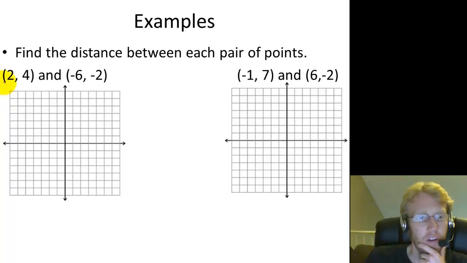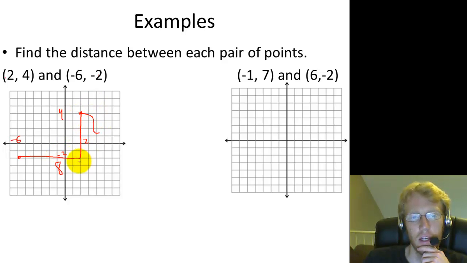Find the distance between each pair of points. 2, 4, it's right here. -6, -2, right here. Okay, so let's draw a triangle in here. We could count how big this is, but we know we're at -6 here, and we're at 2 right there, so that's a distance of 8. Here we were up at 4, here we're down at -2, so how tall is that? 6. And this right here was 8.